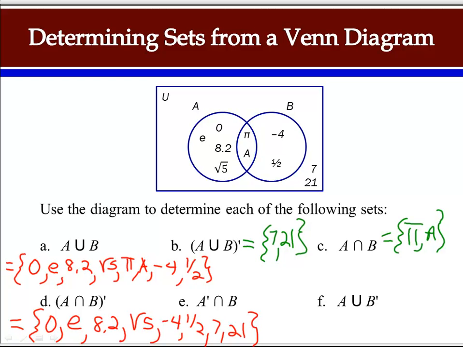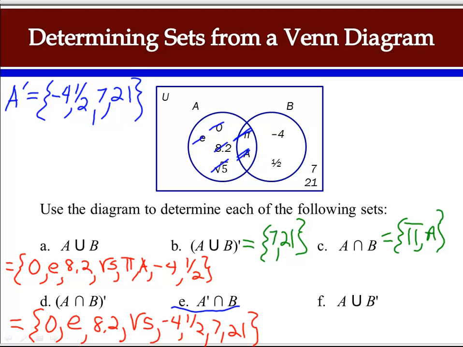So in our part E, we are asked to find the complement of A intersected with B. We'll first find the complement of A. The complement of A will be the elements from the universal set except those elements that are in A. So I will eliminate all of these elements from set A, that is the 0, the E, the 8.2, the square root of 5, the pi, and the A. Those are all contained within the circle for set A. The complement is the rest of the elements. Those elements are -4, 1/2, 7, and 21.